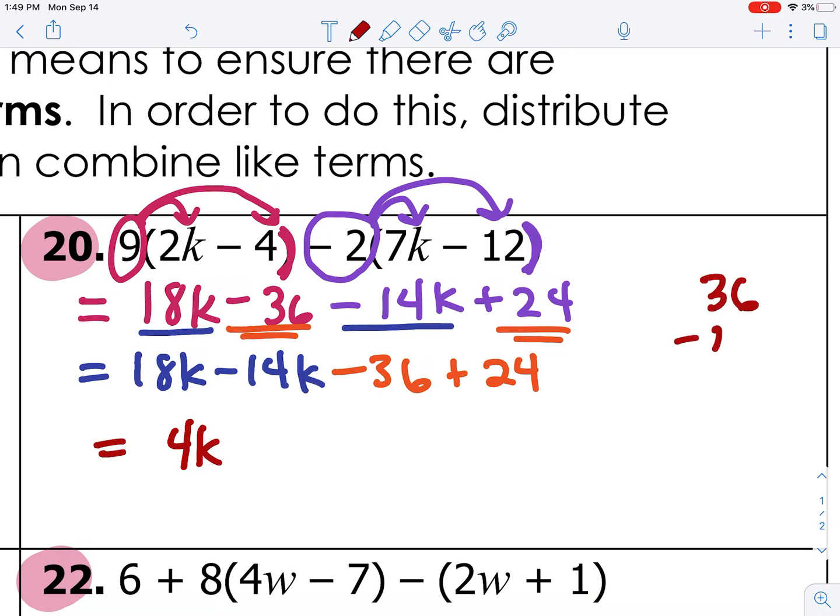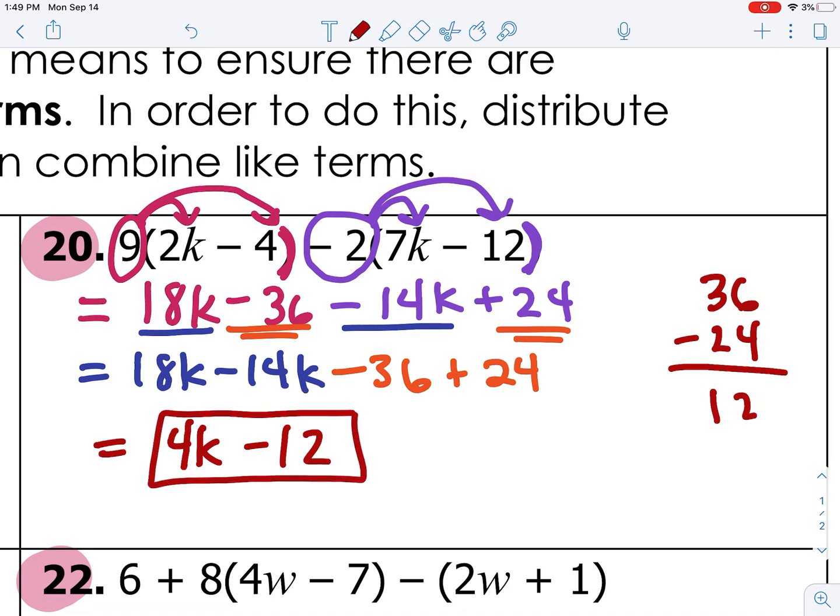And 36 and 24, the signs are different, so we need to subtract. Put the bigger number on top. The leftover result is 12. What kind of 12? It's a negative 12 because 36 is the bigger number and 36 is negative.